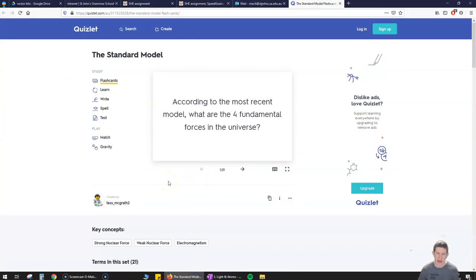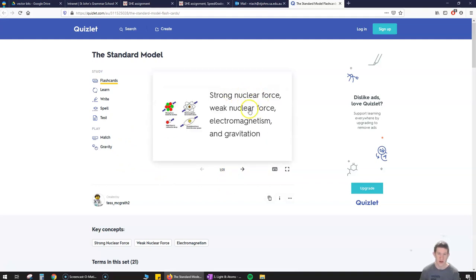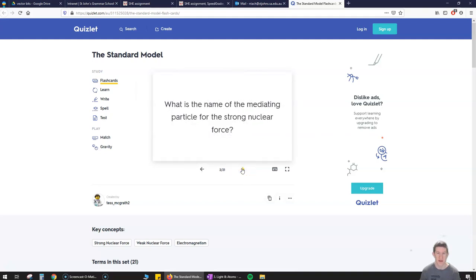As we go through, some of these might not be relevant to you yet because we haven't covered it, but for example, what are the 4 fundamental forces in the universe? And you've got the strong, the weak nuclear, electromagnetism, and graviton, or gravitation. So things like that. What is the name of the mediating particle for the strong nuclear force? It is the gluon. So these are great little flashcards for you to work through if you want some revision.